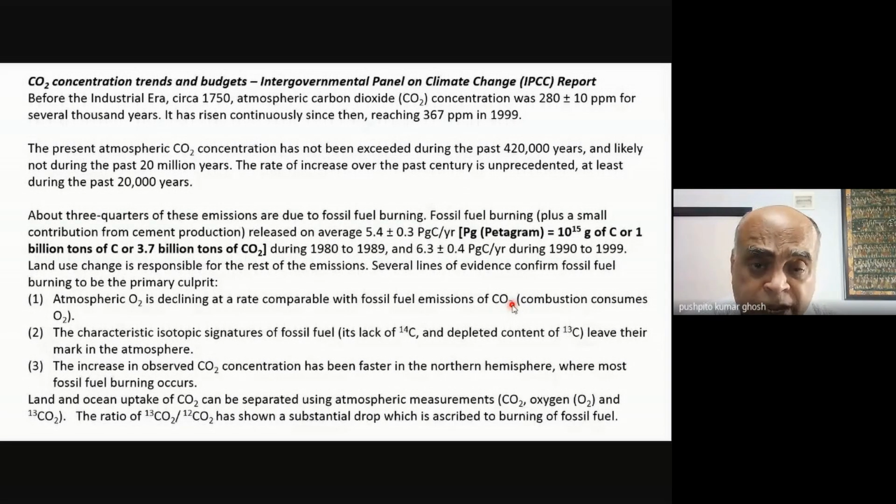So if today we are having a lot of problems, it is partly because carbon dioxide has increased, and the other is that oxygen levels are coming down, so people are going to have problems breathing.